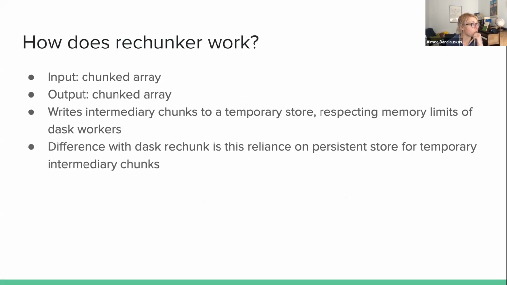So how does Rechunker work? You have your input chunked array and your output chunked array, and it writes intermediary chunks to a temporary store, respecting the memory limits of Dask workers. The difference with Dask's rechunk is that with the new library, we're using a persistent store for temporary intermediary chunks that enables us to not overrun the memory limits of our Dask workers.